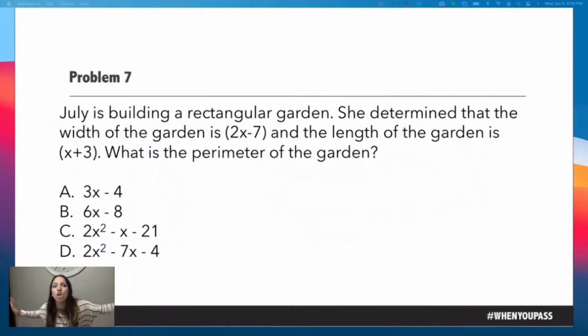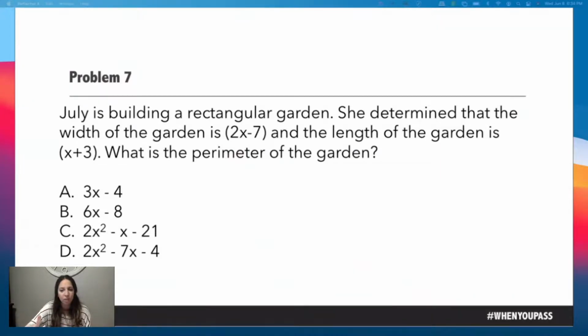All right, let's do a geometry problem. A huge area people always struggle with, and I always get messages, can you please go over geometry problems? So here's a geometry problem. July is building a rectangular garden. She determined that the width of the garden is 2x minus 7, and the length of the garden is x plus 3. What is the perimeter of the garden?